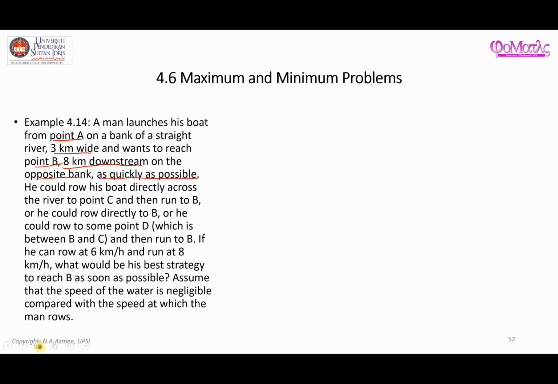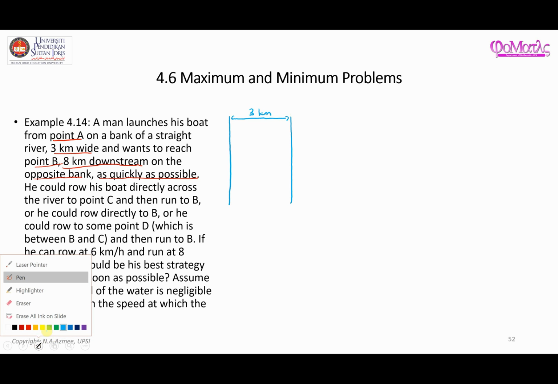So first of all, let us start by visualizing this statement. So let's say we have this straight river. Okay, much better. And so this river is 3 kilometers wide. So this man is launching his boat from point A.